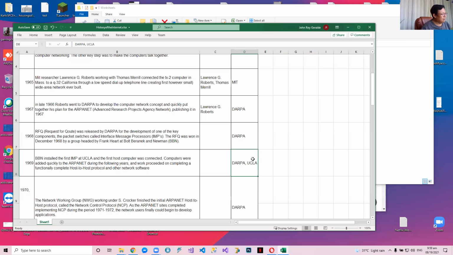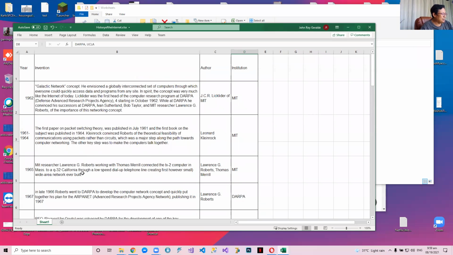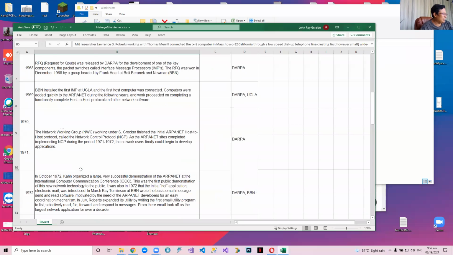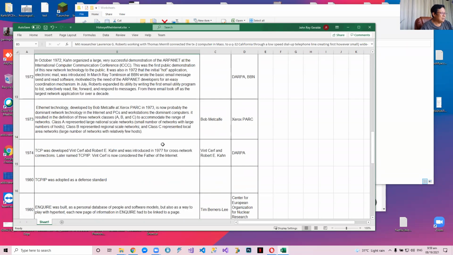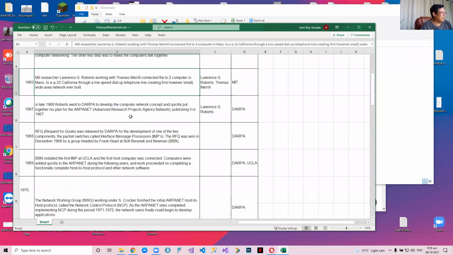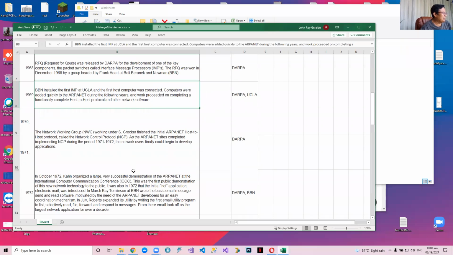Do you follow? Where was it first located? The first server of the internet is in UCLA. It's under a network called ARPANET. Because remember, MIT and UCLA tried to make a connection in 1965. By 1969, they were able to make the ARPANET grow larger. So in 1965 they tried, and in 1969 they succeeded.